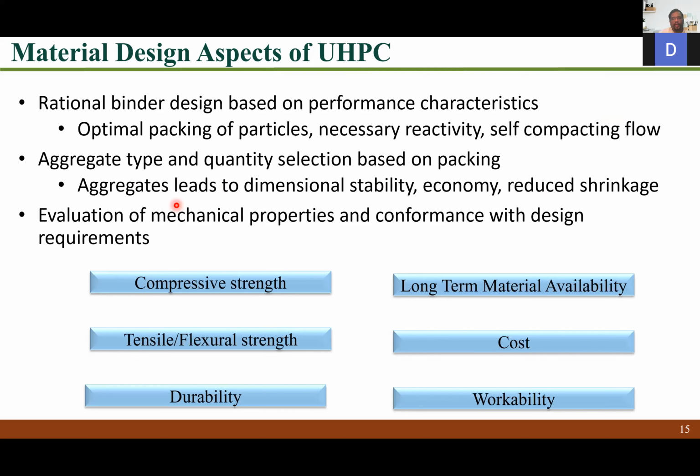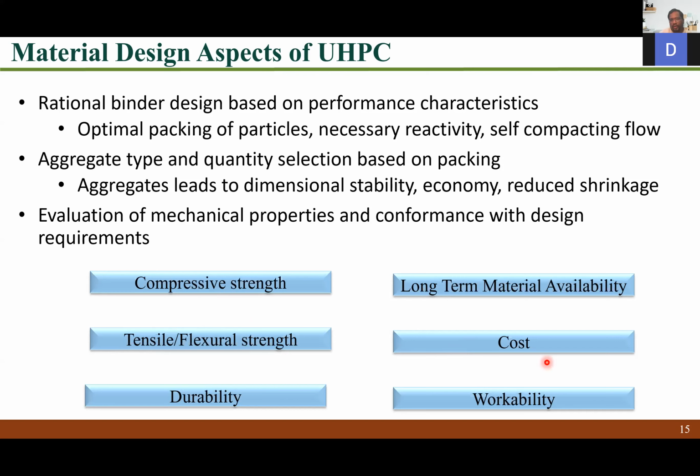So again, the mechanical properties, of course, we need to conform to the design requirements that we need. So we need to target first, okay, I'm looking at a compressive strength of, let's say, 120 to 130 megapascal, and I am going to use locally available materials, like fly ash, GGBS, whatever locally available material we are using. And I need to have a minimum tensile or flexural strength. And cost, of course, cost is an important parameter.